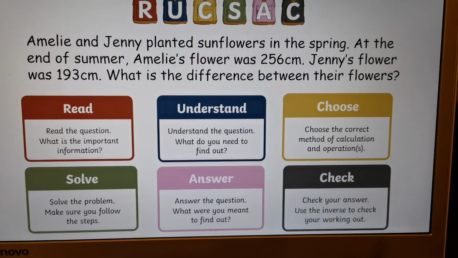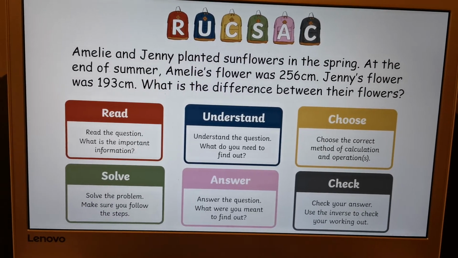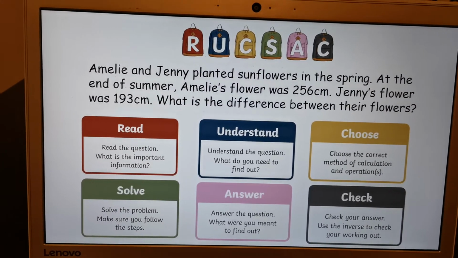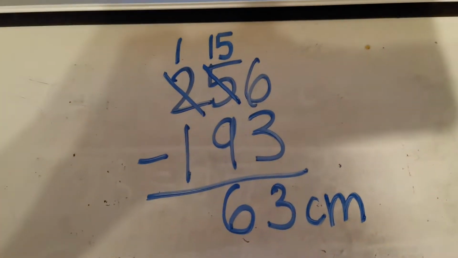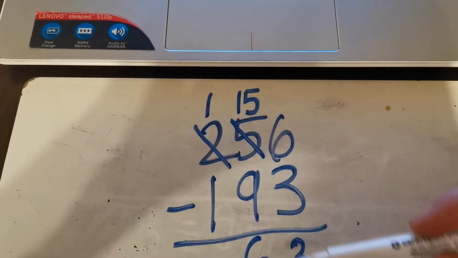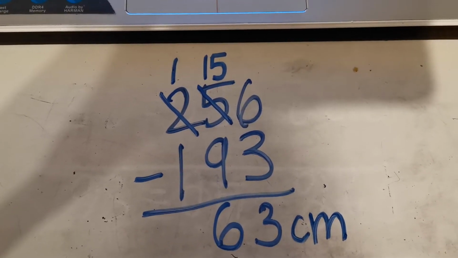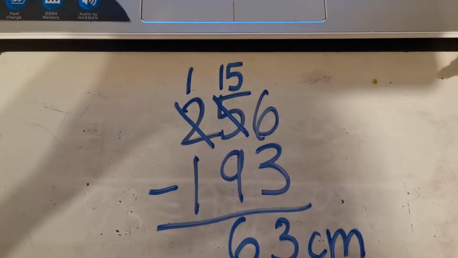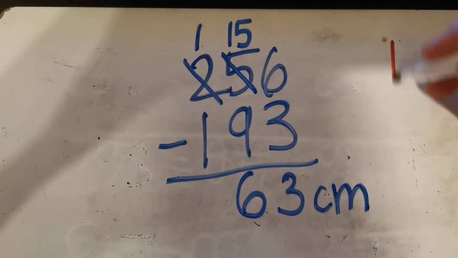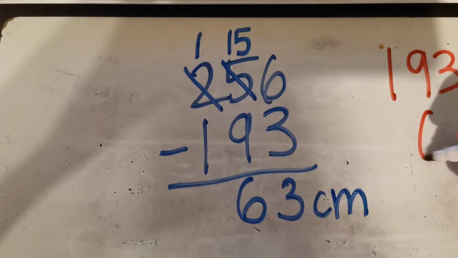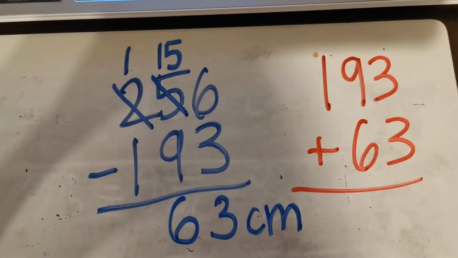very important, check your work. Now, it says to use the inverse operation to check your work. So, how could we do that? We've got these three numbers. Okay, we know that this take away this is this. So, what could we do to check our answer? If this take away this equals this, then surely 193 plus 63 must equal 256. Let's give it a try.